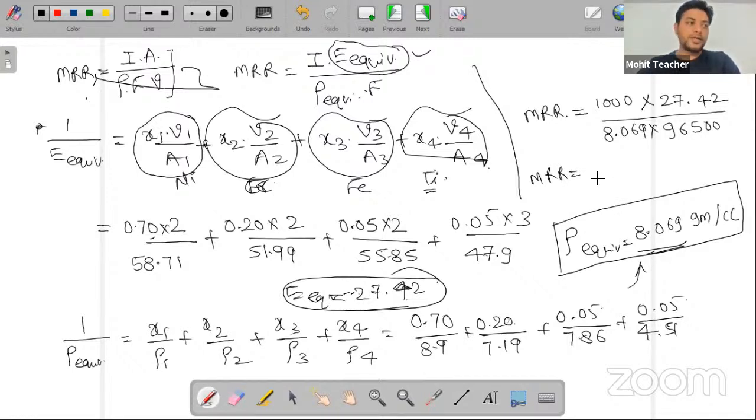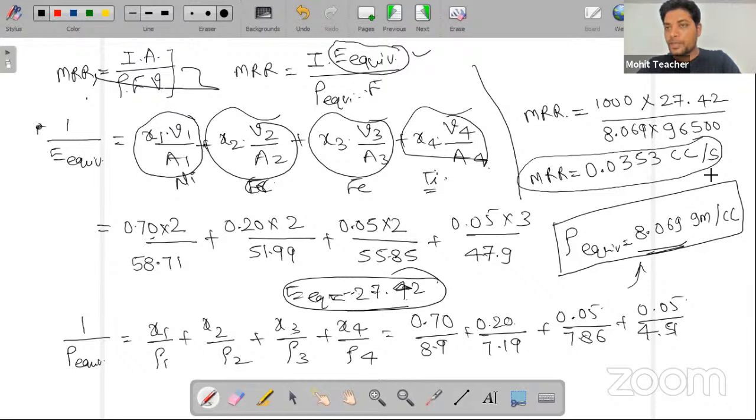Yes, right. This will be 0.0353 if I am taking four terms. This value will be in cc per second, cc being cm cube per second. That was the terminology we saw when we were deriving this formula. So please keep in mind this unit.